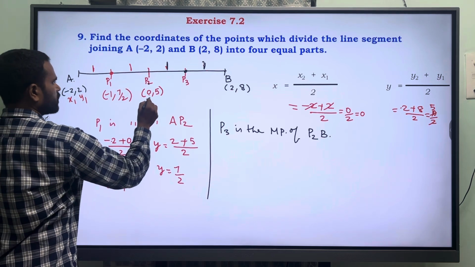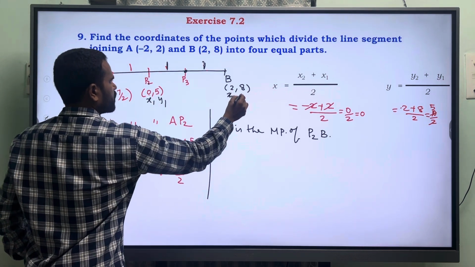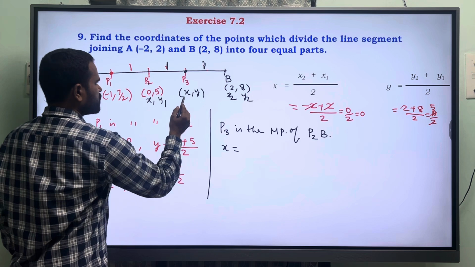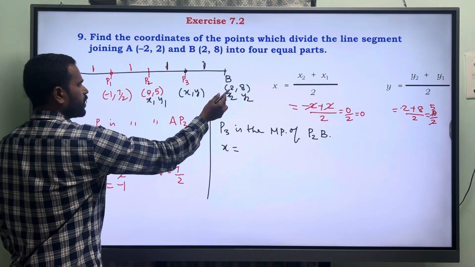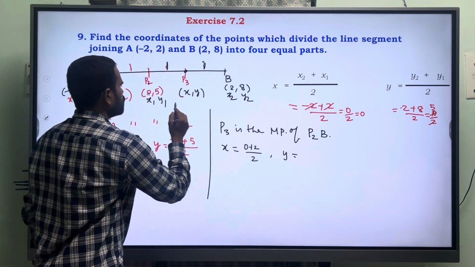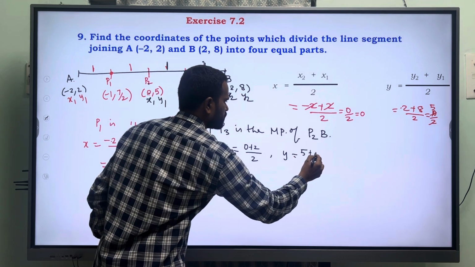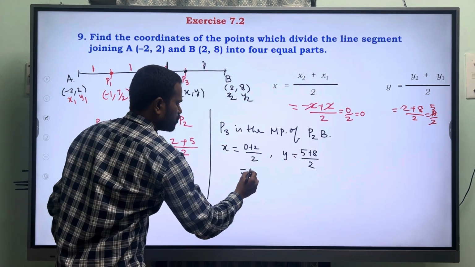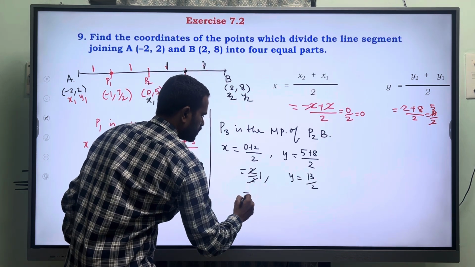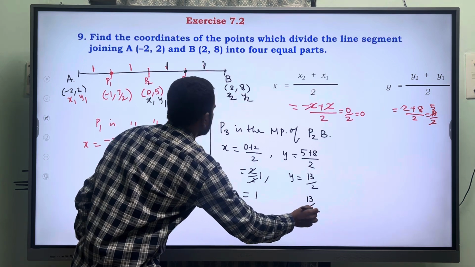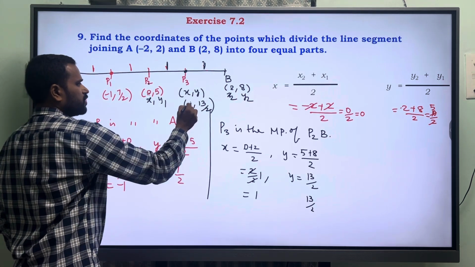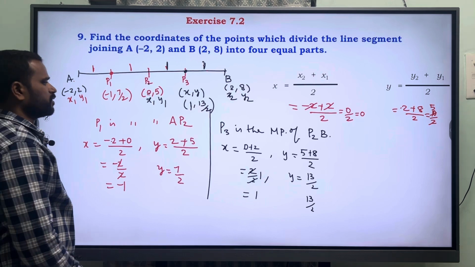I will take this as x1, y1, this as x2, y2. So the coordinates x comma y, x is equal to how much? (x1 plus x2) by 2, so 0 plus 2 by 2, and y is equal to (5 plus 8) by 2. 0 plus 2 is 2, by 2 is 1, comma y equal to 13 by 2. So this is 1, this is 13 by 2. So this is how much? 1 comma 13 by 2. This is how we can do the problem. Understand?